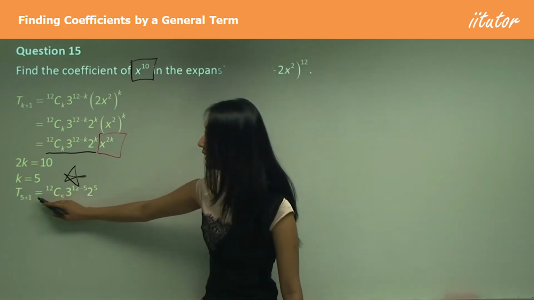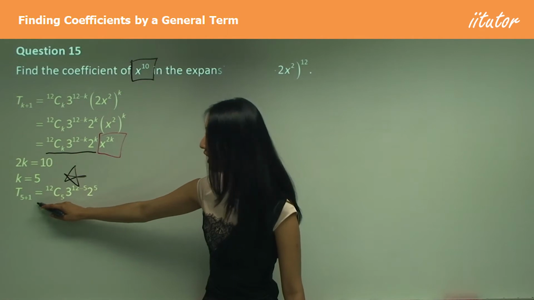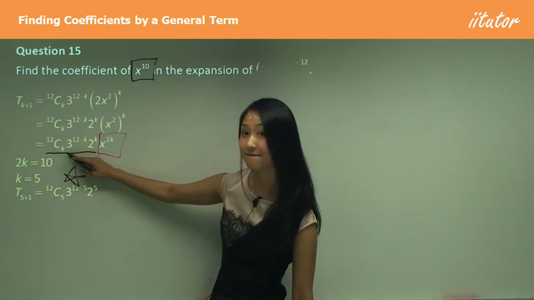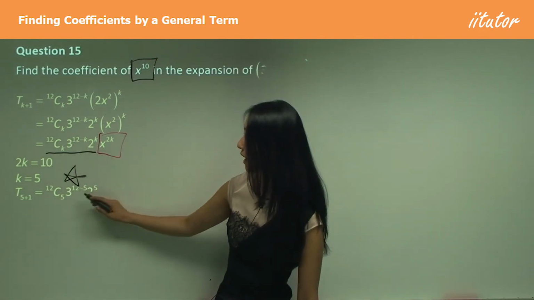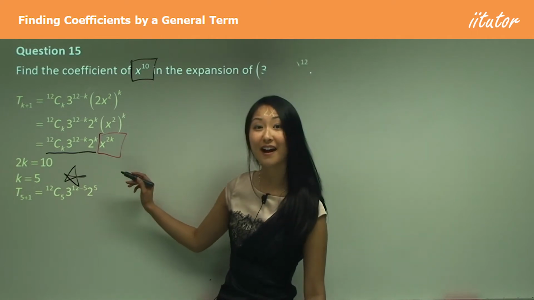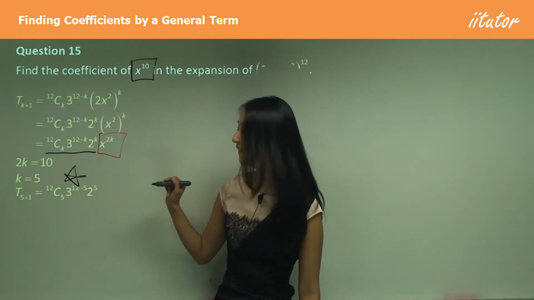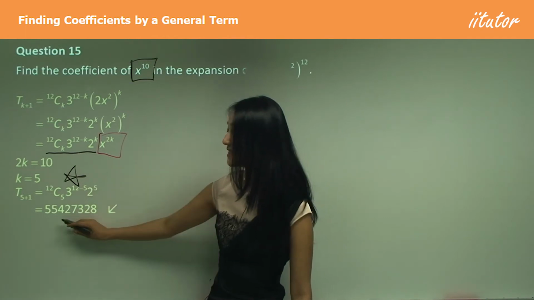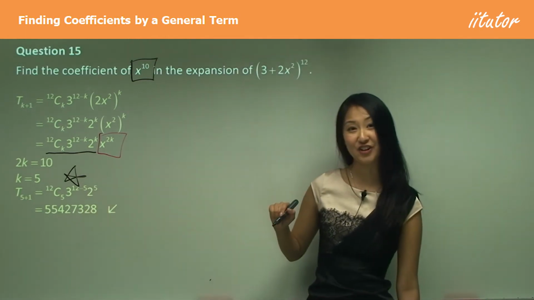So that'll be the sixth term in this case, 12C5, 3 to the power of 12 minus 5, 2 to the power of 5, and just put that into your calculator, and you should get this number here as your coefficient.